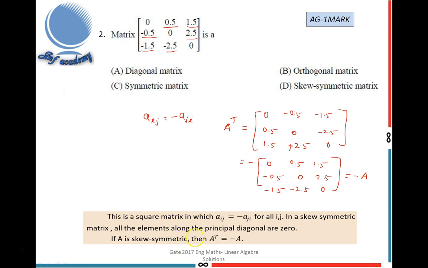If A is a skew symmetric matrix, then A transpose equals minus A. So the given matrix is a skew symmetric matrix. Option D is the correct answer. Answer is option D.